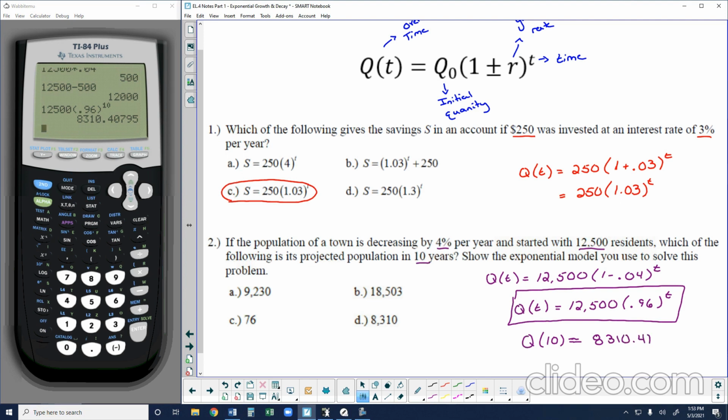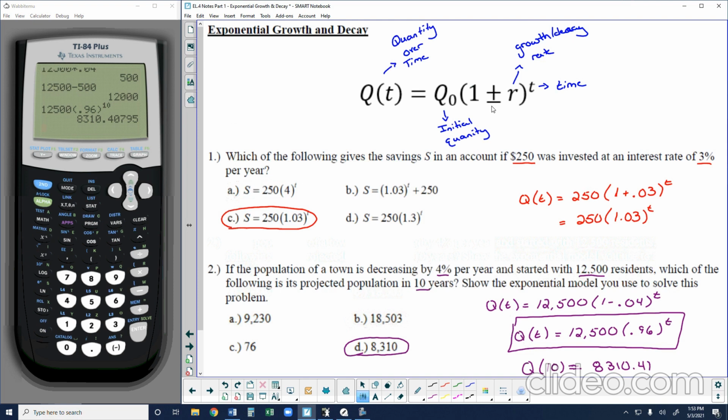But remember, in the case of our problem, it's population. You cannot have a portion of a person. So we're going to round to the nearest person. In this case, we can assume that approximately 8,310 people would remain in the town after 10 years. So again, this formula works when we are taking the quantity over time if we are increasing or decreasing by a percentage rate for a given amount of time consistently.